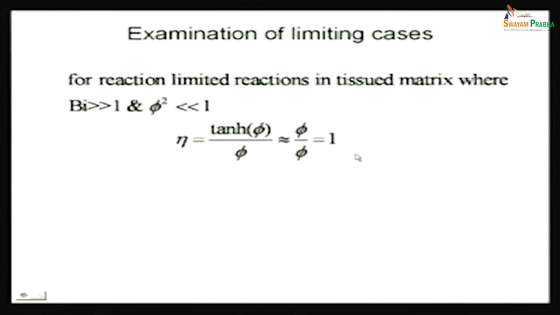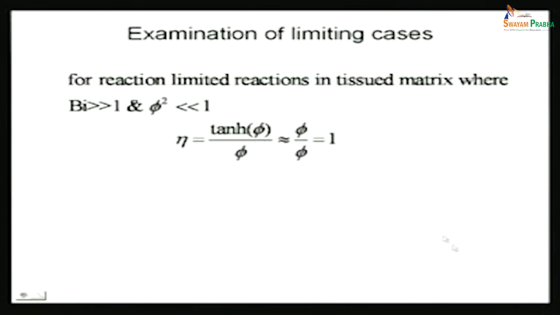So eta of 1, what does it mean? That the concentration eta is close to 1, since there are hardly any mass transfer limitations, both internal and external, the concentration inside the matrix is more or less close to the surface concentration. Is that what it means, right? Which means that the reaction is more or less taking place at close to the surface concentration, fine.